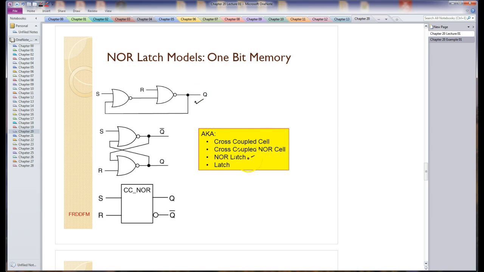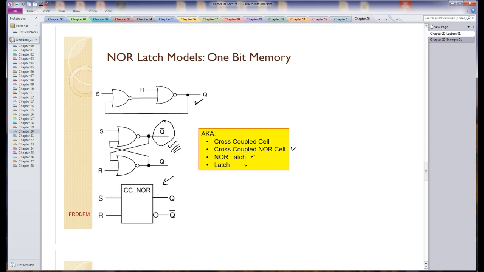There's your NOR latch, cross-coupled NOR cell, or cross-coupled cell. This is the original circuit. If I tweak this around, bend it around, I can make it look like this. This is the classic cross-coupled circuit, which is interesting to look at. We've actually put this Q bar here. And lastly, I actually can use a black box diagram for this.